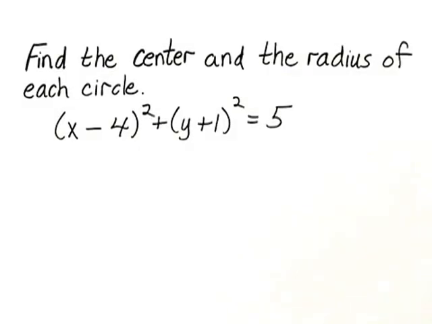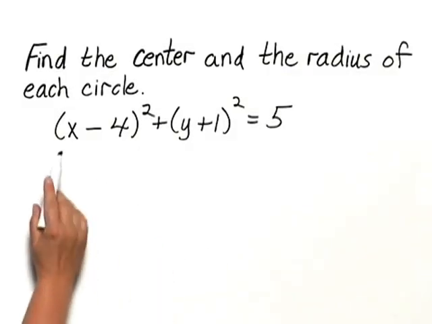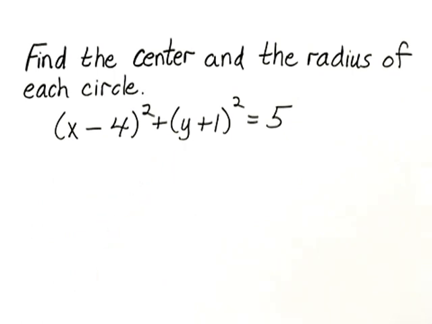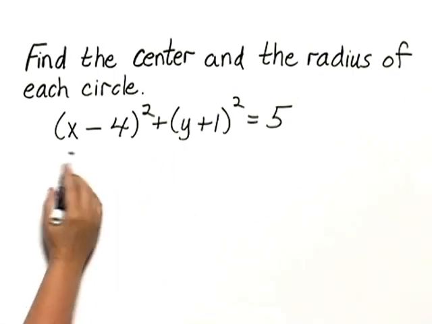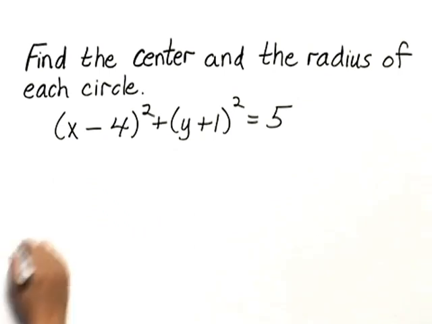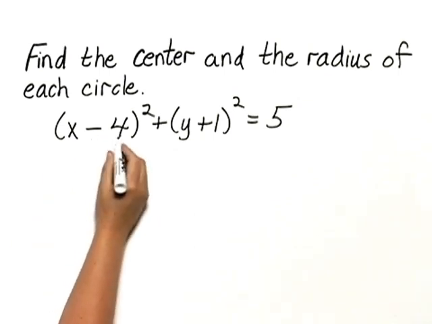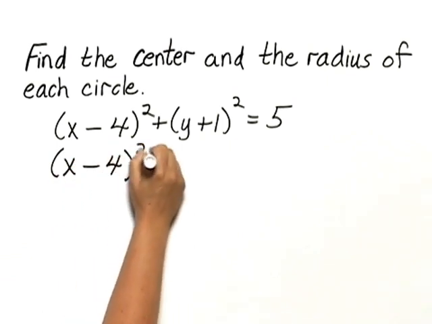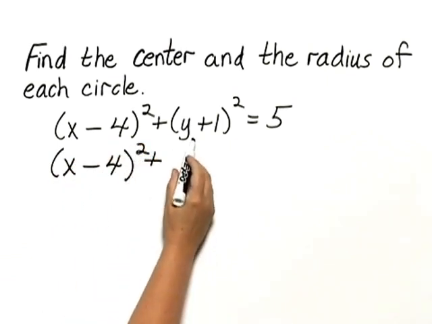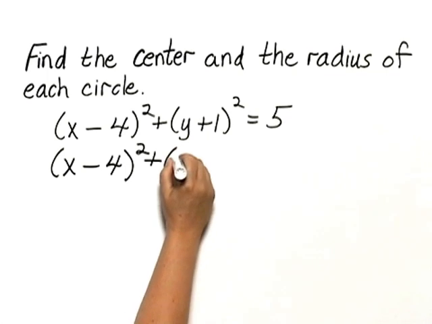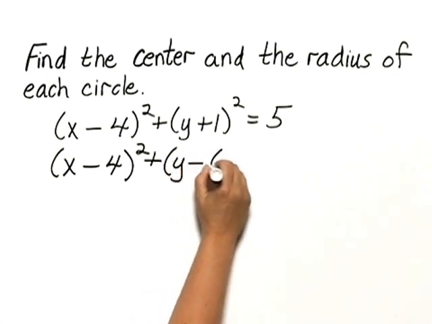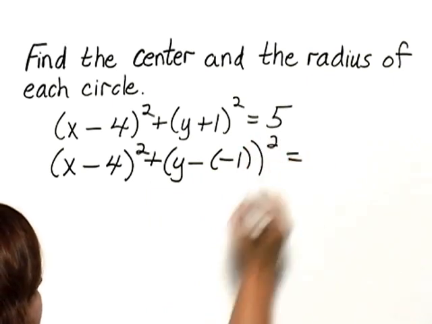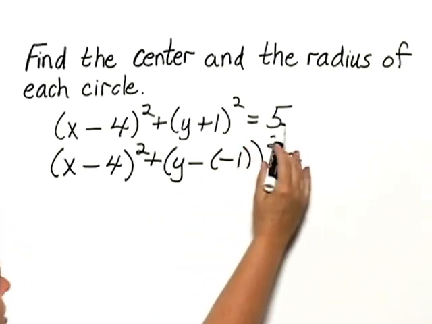Find the center and the radius of each circle. This circle is (x minus 4) squared plus (y plus 1) squared equals 5. We need to rewrite this a little bit in the form (x minus h) squared, which this is already in, plus (y minus k) squared. So let's write this as (y minus negative 1) squared equals, and this is r squared.